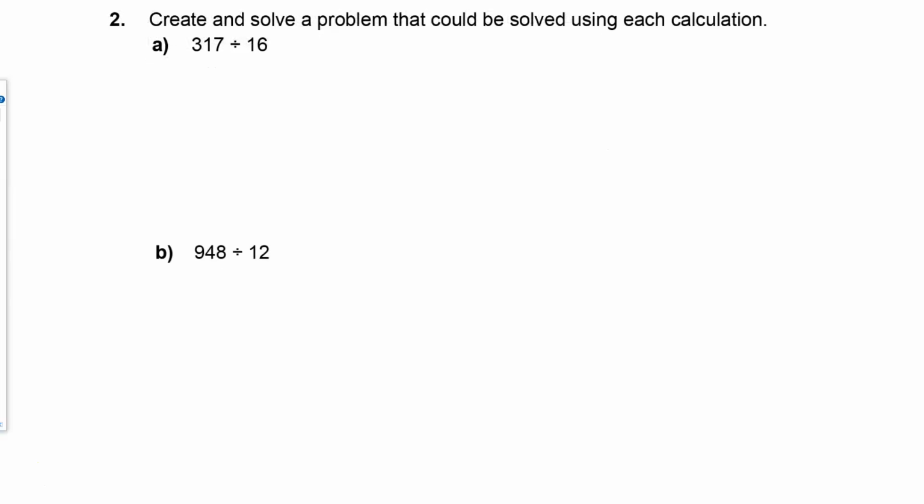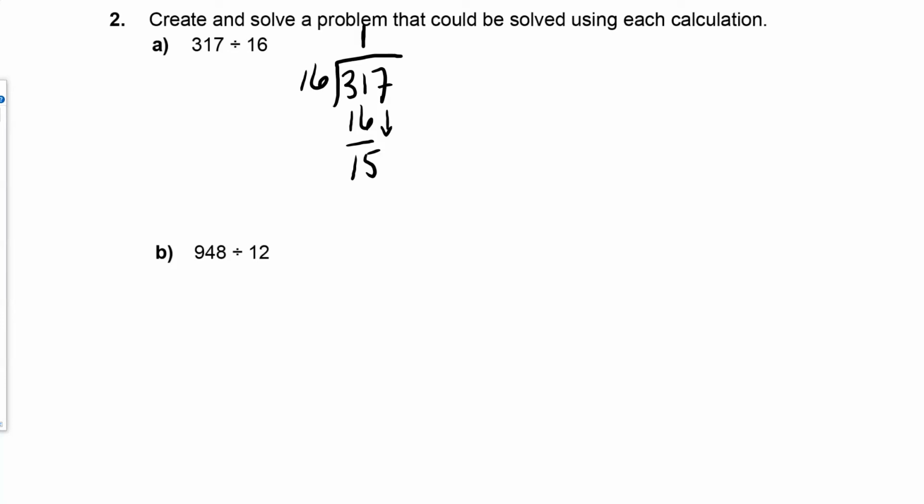Create and solve a problem that can be solved using each calculation. In this case, I'll leave it up to you to create a problem that uses these calculations, but I'd like to go through and do the calculation solution. So we'll use the traditional method for this one. 317 divided by 16. I know that 2 16s would give me 32, but I've only got 31, so that means I'm just going to have 1 16 out of 31, with 15 remaining.